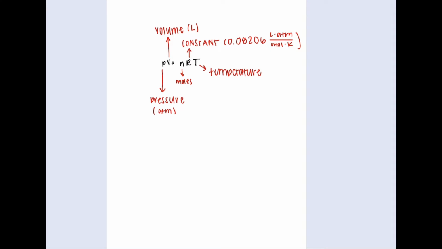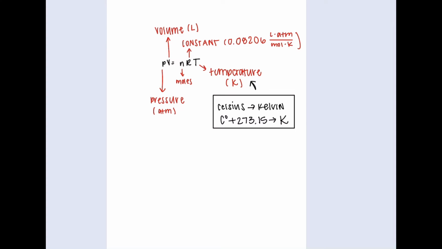And then lastly, we have T, which stands for temperature. And the unit for temperature is going to be Kelvin, which is K. And sometimes, before we go into our problems, a problem will give you your temperature in Celsius. To get from Celsius to Kelvin, all you have to do is take your Celsius temperature and add 273.15. That is going to take you to Kelvin. So that is the ideal gas law formula and what each variable means. Now let's go into some problems.